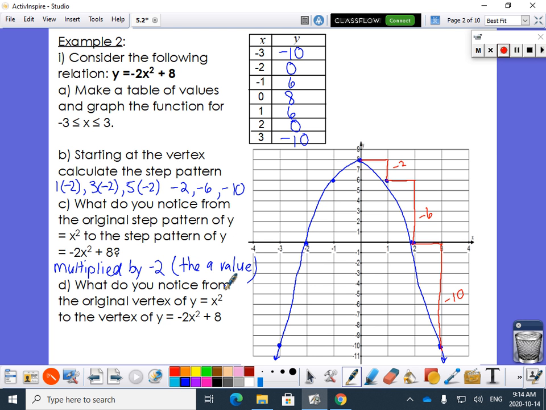Now, what do you notice from the original vertex of y equals x squared to the vertex of y equals negative 2x squared plus 8? So what's our original vertex again? What's my vertex for y equals x squared? 0, 0. My vertex of my new equation here is what? 0 and 8. So what do you notice? What changed here? It shifted up or down? Shifted up. Do we know how many units? 8. Good.